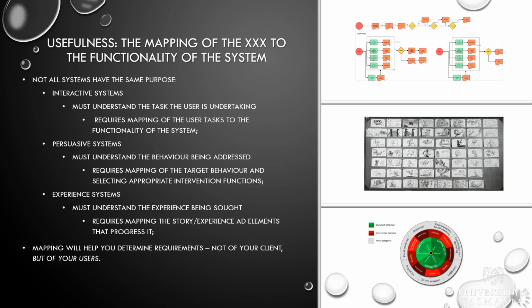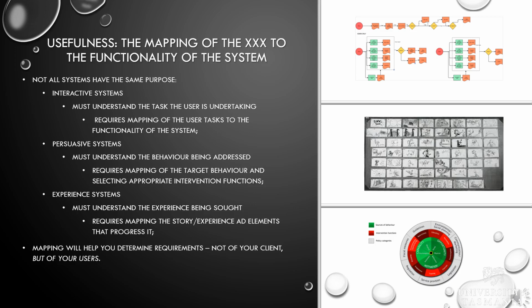Alternatively, you might be creating what's called a persuasive system. These are things like gamification or serious games, or any kind of technology that is designed to create a change in a user's behavior. For example, this might be an app to get people to move more, or to do a particular kind of exercise, or to map how much they've eaten, or to stop smoking. Those kinds of things are what we call persuasive technologies.